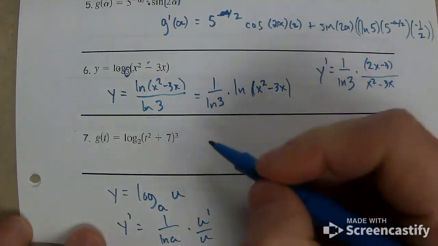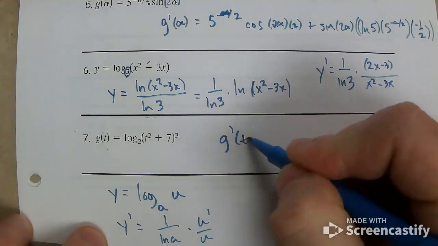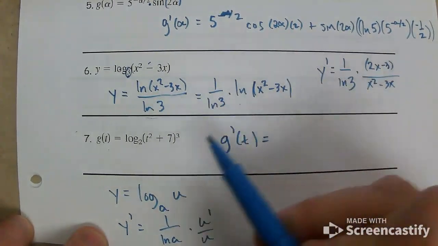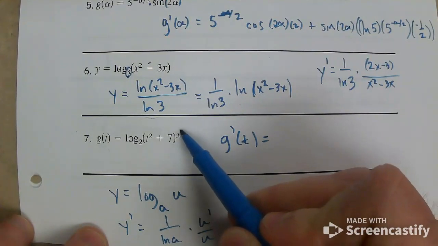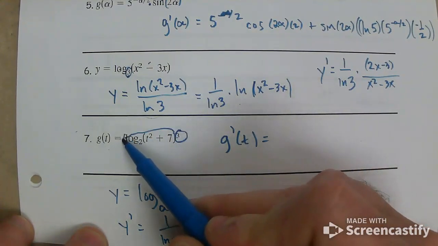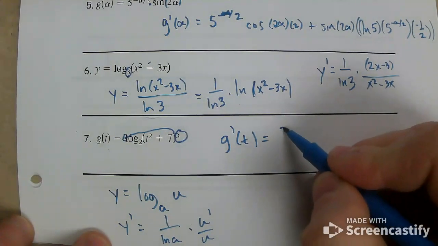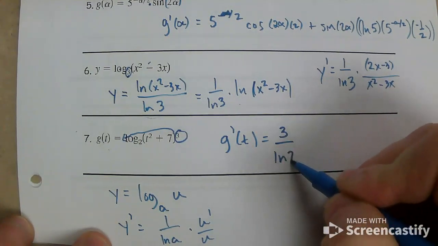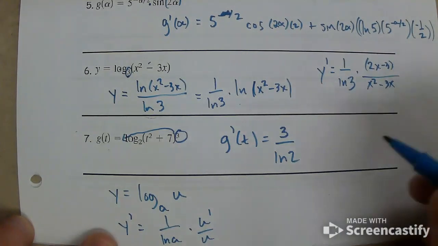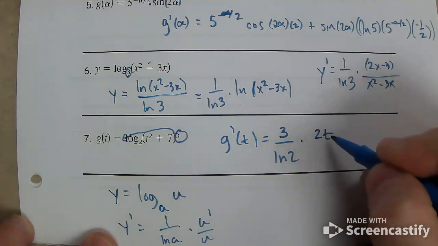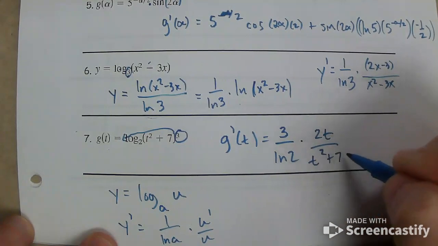Okay? So this is going to be g prime of t equals. Now, if I want, I can bring this 3 down in front first. I feel like I want to do that. Okay, so this is going to be 3 over natural log of 2 times 2t over t squared plus 7.